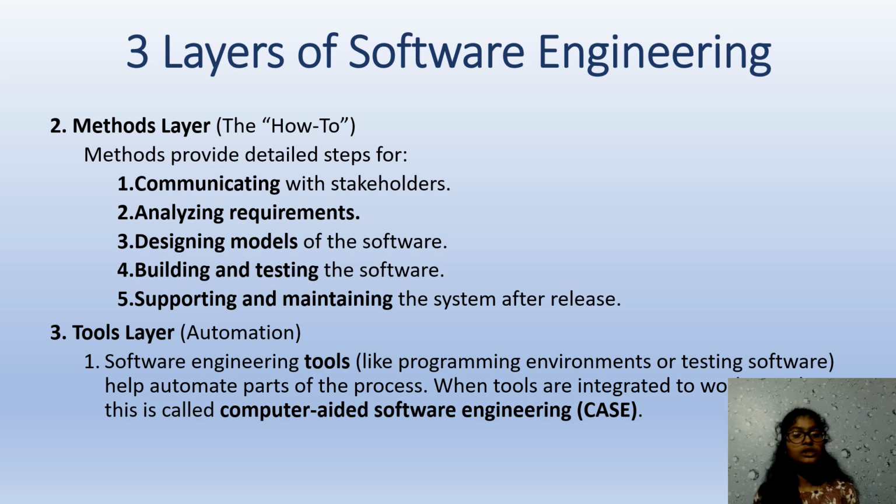And coming to the tools layer, which is the last, also known as automation. Software engineering tools like programming environments or testing software help automate parts of the processes. When the tools are integrated into the work, this is called CASE, which is nothing but computer aided software engineering.